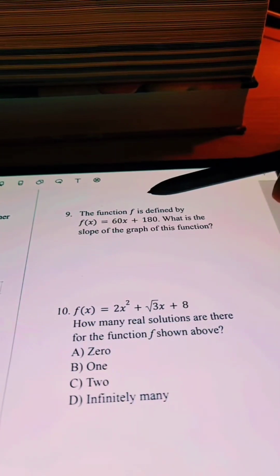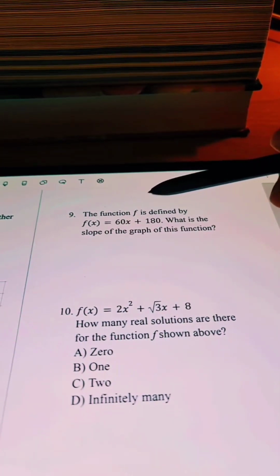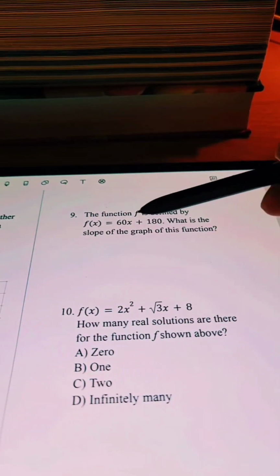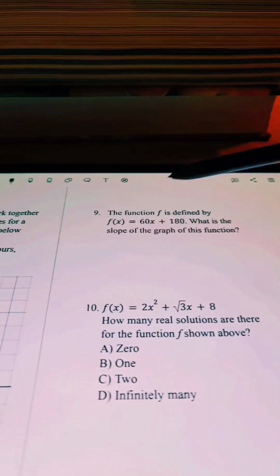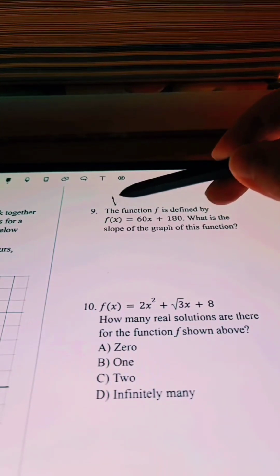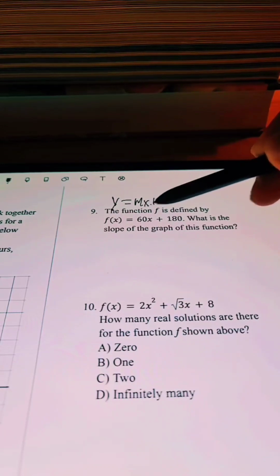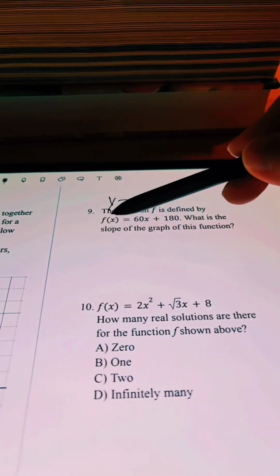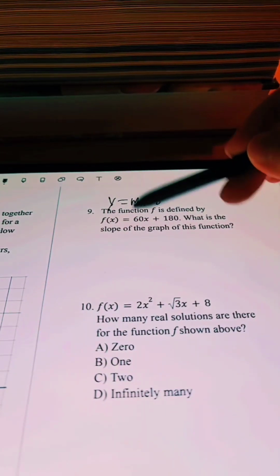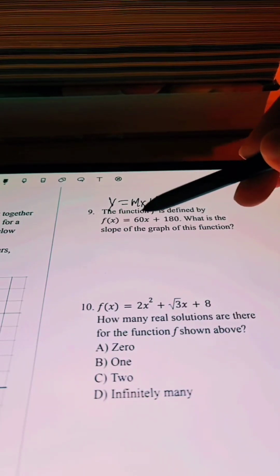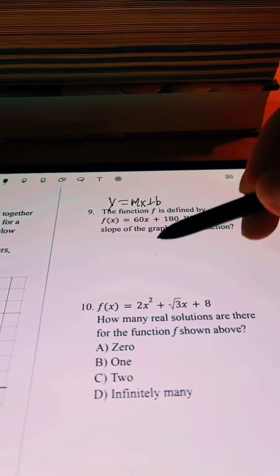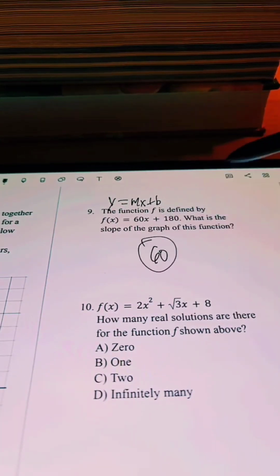So then let's go to the function. The function f is defined by this right here. What is the slope of the graph of this function? It basically is y equals mx plus b, just instead of y, it's saying f of x. The same rules apply, where your slope is the number being multiplied by x. So 60 is your slope here.